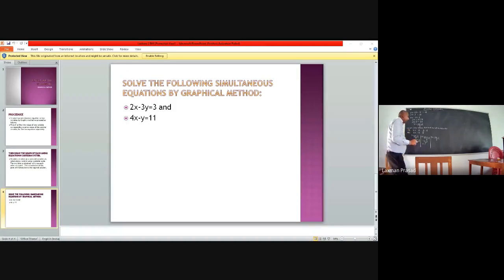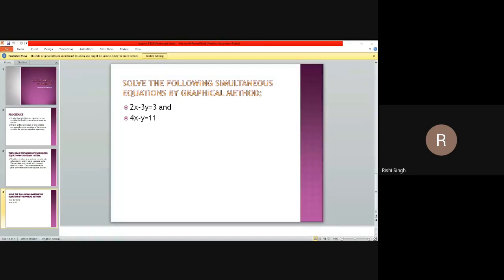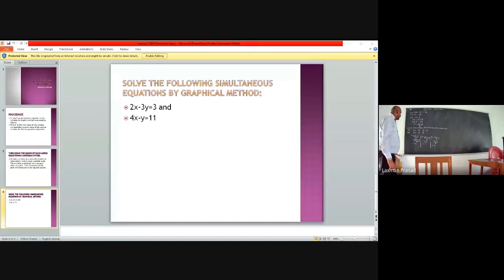So 6 2s are 12, minus 3, divided by 3 equals 3. Okay? See here, if the value of x is 6, then the value of y is 3.